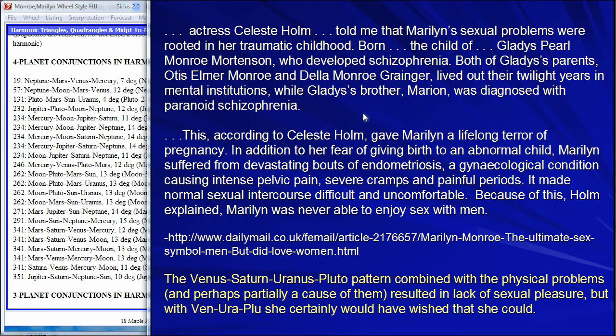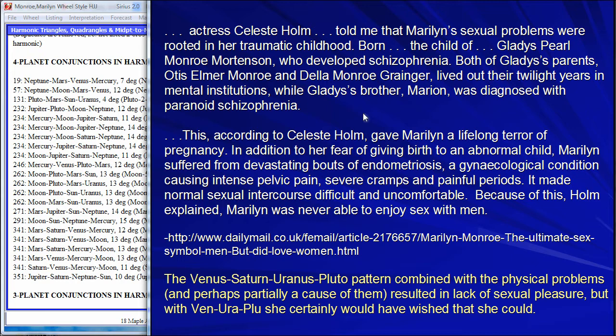So let's read some information about Marilyn Monroe. Actress Celeste Holm told me that Marilyn's sexual problems were rooted in her traumatic childhood, so she had sexual problems. That's typically the case when you have Venus, Saturn, Uranus. Born the child of Gladys Pearl Monroe Mortensen, who developed schizophrenia, so her mom was schizophrenic. Both of Gladys's parents, Otis Elmer Monroe and Della Monroe Granger, lived out their twilight years in mental institutions. Both of her parents, while Gladys's brother Marion was diagnosed with paranoid schizophrenia. So we've got a brother who's mentally ill. We have parents that are mentally ill.